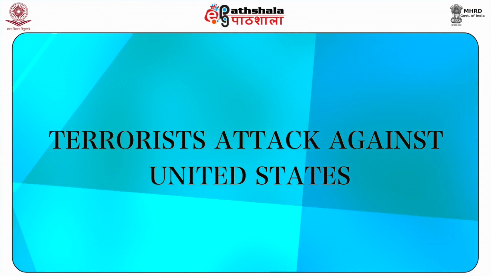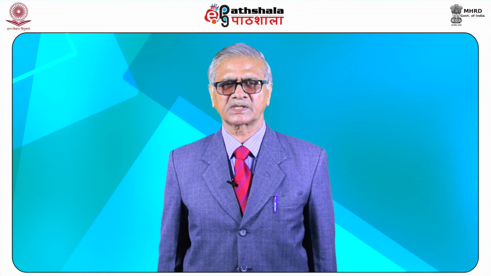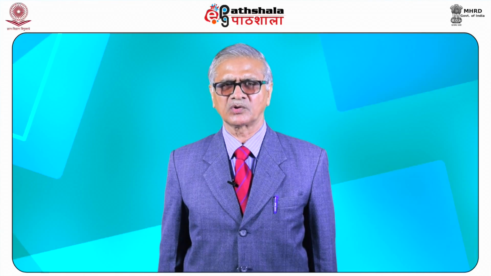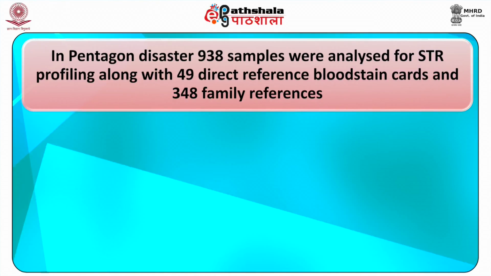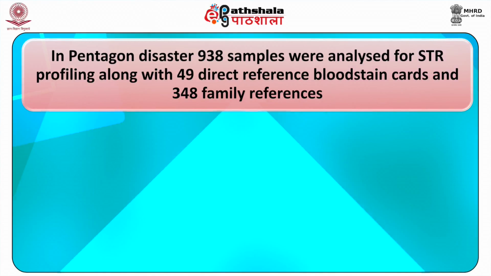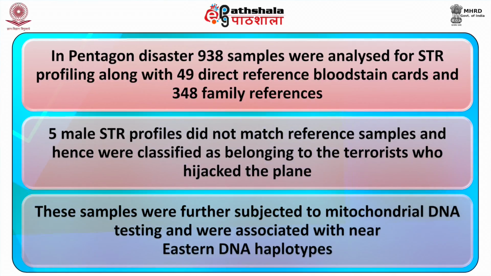Terrorist attack against United States. On September 11, 2001, terrorist attacks left over 3,000 victims at 3 different locations: at the Pentagon in Washington, in Pennsylvania, and the Twin Towers of the World Trade Center in New York City. In the Pentagon disaster, 938 samples were analyzed for STR profiling, along with 49 direct reference bloodstain cards and 348 family references. 5 male STR profiles did not match reference samples and hence were classified as belonging to the terrorists who hijacked the plane. These samples were further subjected to mitochondrial DNA testing and were associated with a Near Eastern DNA haplotype.